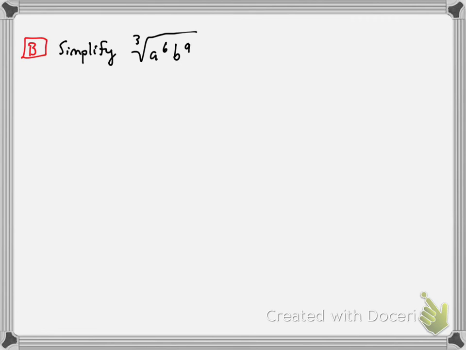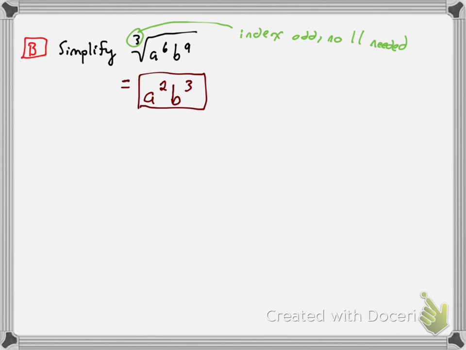In this next example, I want to simplify the cubic root of a to the 6th power, b to the 9th power. Since this is an odd power, all I have to do is divide both powers by 3, I get a squared b to the third power. Notice here, since my index is odd, I have no absolute values needed here. So my answer is just that, and I'm done.